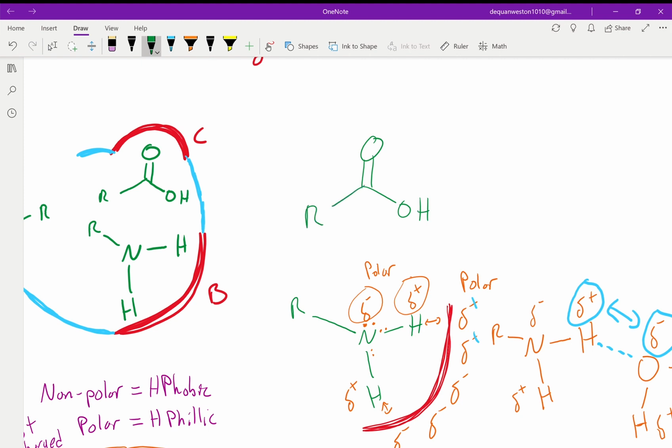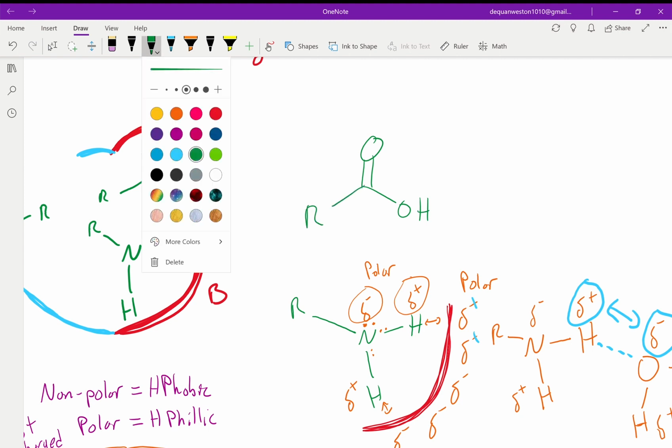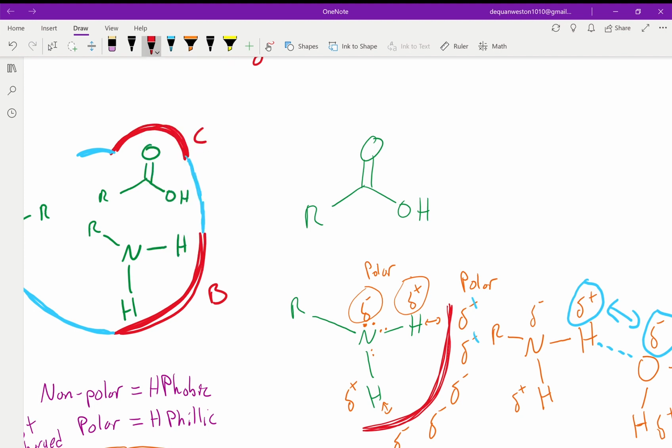This R group can be anything. In this case, it's a carbon chain. And this was the active group, a lot smaller. Alright, so what do we have here? We have this is called a carboxylic acid, and it's very polar.